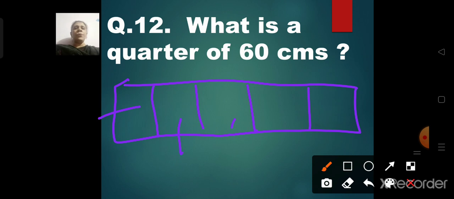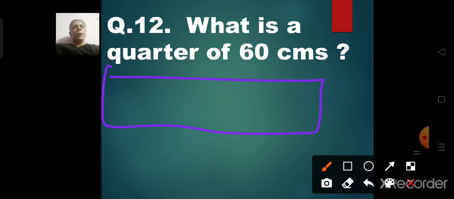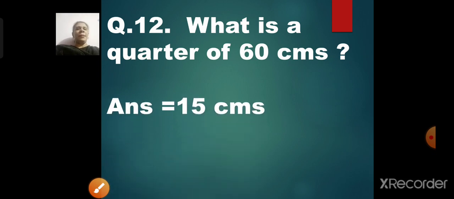1, 2, 3. Wait, children. I have drawn 5. Wait. 1, 2, 3 and I have 4. 1, 2, 3 and 4 parts. So if half is 30, what will be quarter? So half of 30, that is 15. This will be 15, this will be 15, 15, 15. 30, 30 plus 15 will be 45 and 45 plus 15 will be 60. So quarter of 60 centimeter will be 15 centimeters.